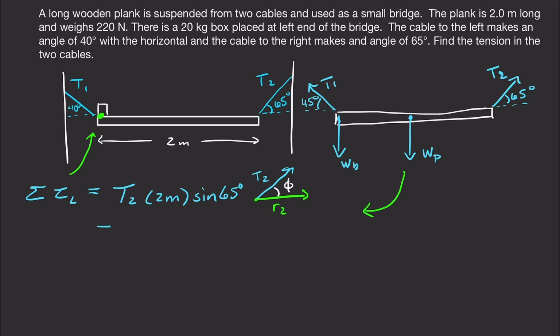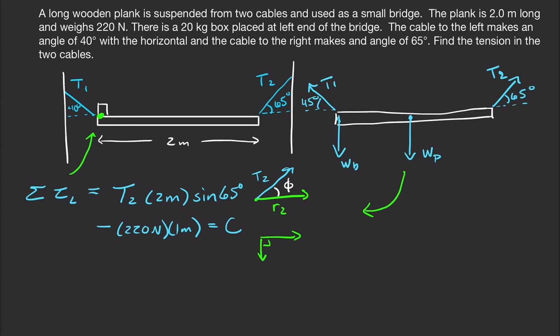So I'm just going to go ahead and plug that in. That's going to be 220 newtons times its distance away. Well, since it's in the center of this 2 meter plank, it's going to be 1 meter away. And it is at a 90 degree angle. So R is to the right and it is down. So phi is just 90.